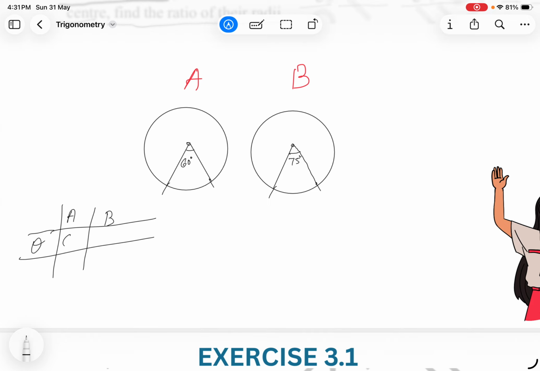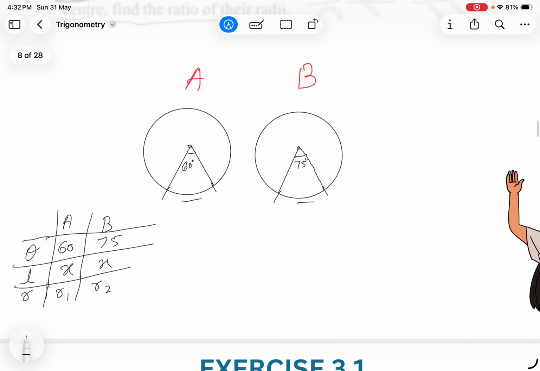Theta equal to 60 and 75, and the length equal to length, this area is the same, this is x and x, okay, common, and radius equal to r1 and r2. We don't know the radius also, right? So now what I can do, I know that theta equals L by R, right?